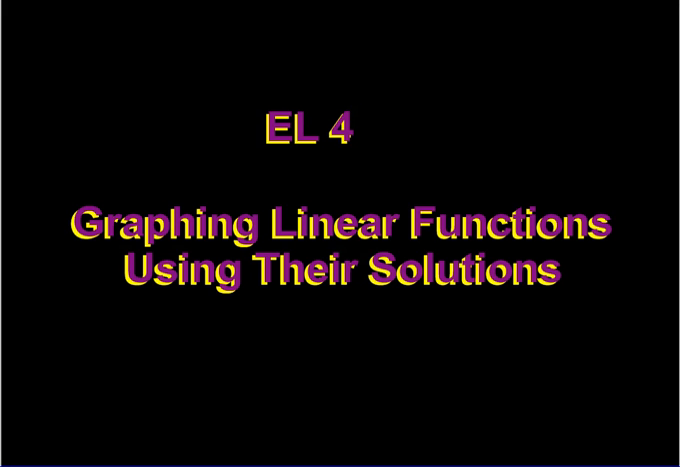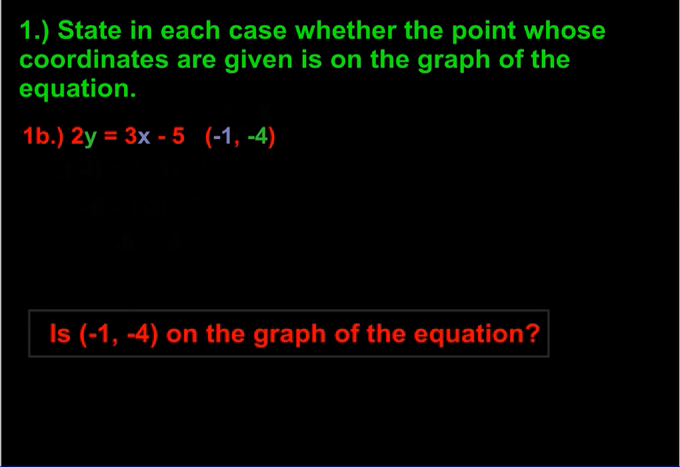Today's homework is EL4, Graphing Linear Functions Using Their Solutions. We'll start by taking a look at question number 1. State in each case whether the point whose coordinates are given is on the graph of the equation. So let's look at 1b. We have 2y equals 3x minus 5, and we have a coordinate pair of negative 1, 4.